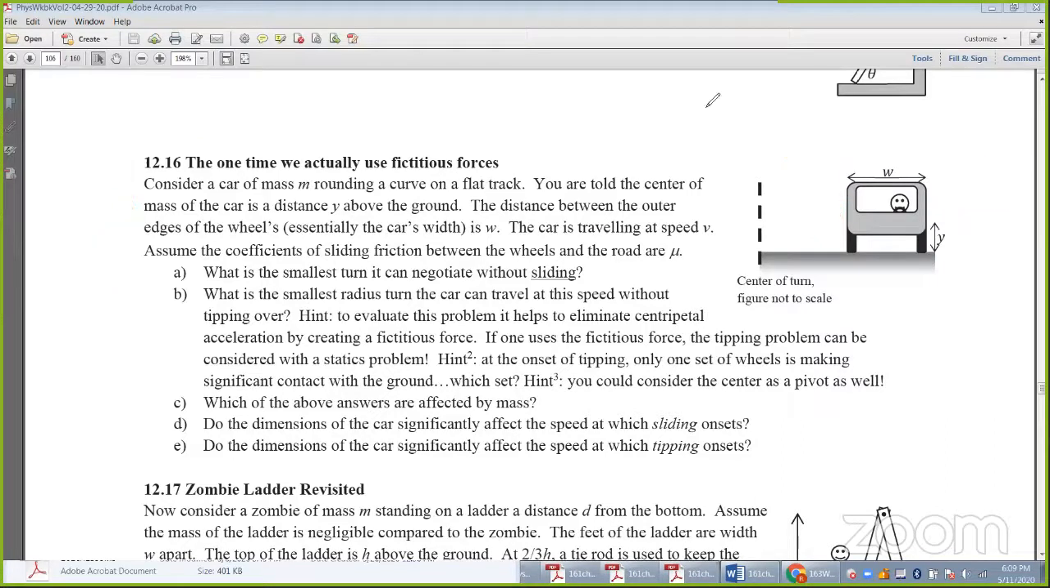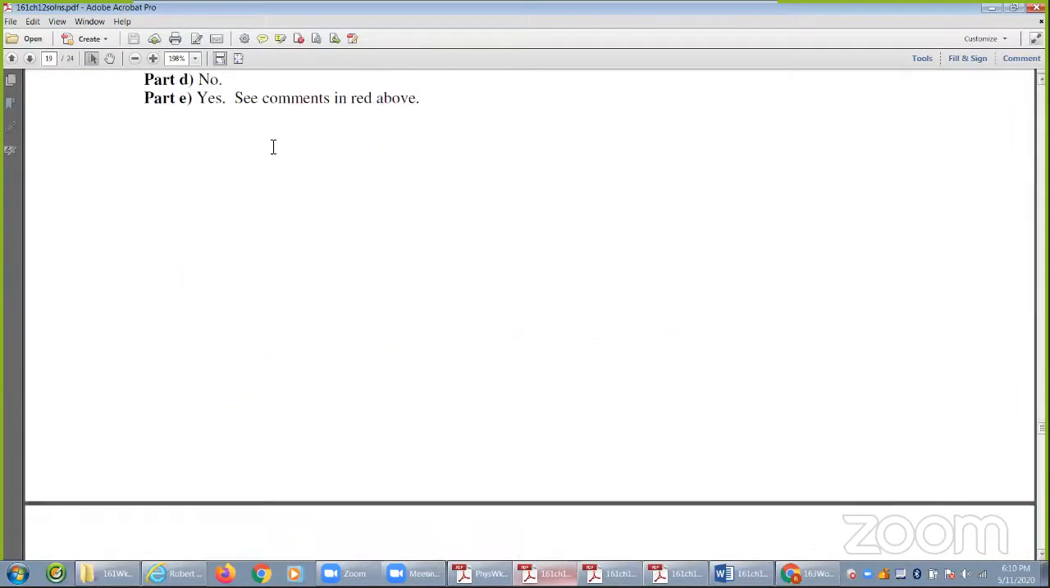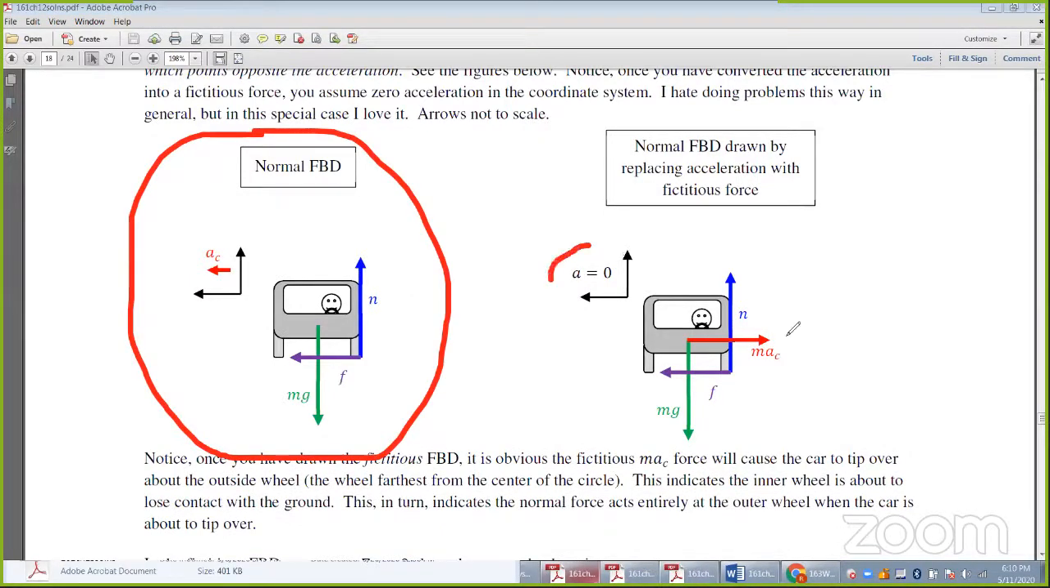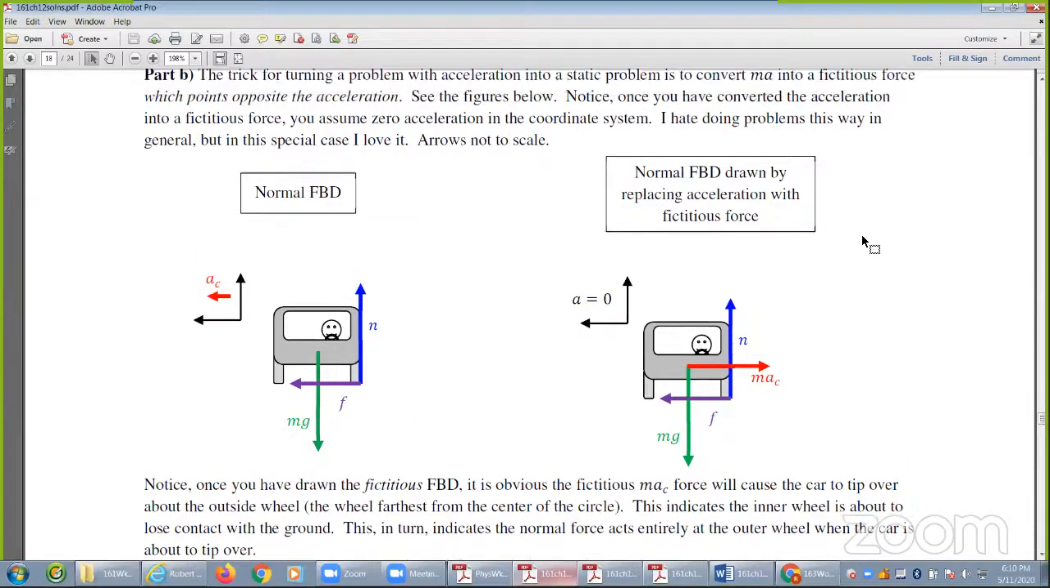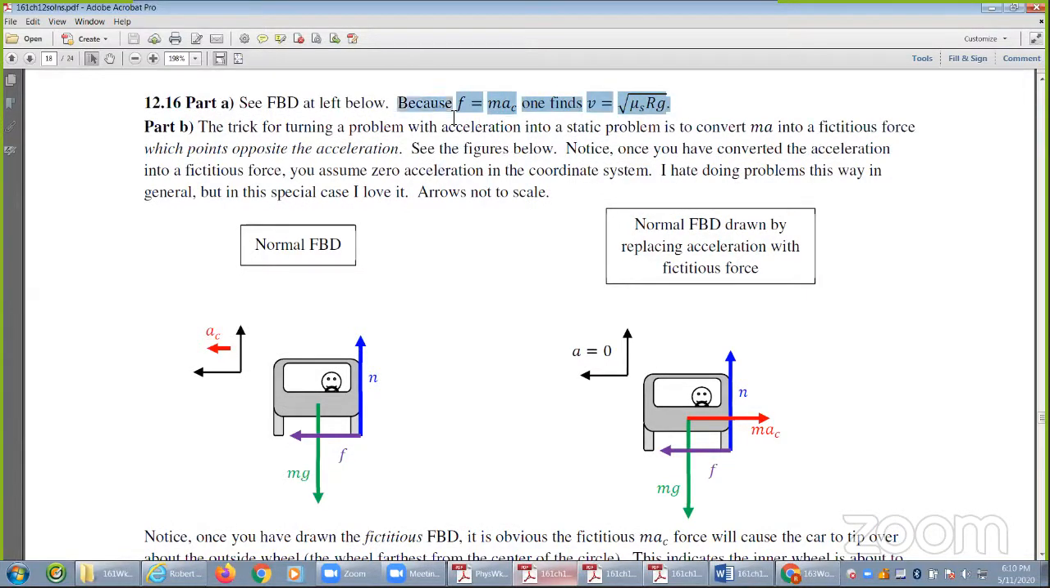So I'm going to go to the solution now and talk about this one. And so this is what the normal FBD looks like on this side. This is the normal FBD. And then what I did is I set a equal to 0 and put in this fictitious force. Notice the fictitious force acts at the center of mass. All right, and there's a lot in this problem to digest. That is what I tried to emphasize. And now, one of the things that's tricky here, part A is just standard chapter 6 methods. So that's a good review. If you don't get part A, go revisit that problem in chapter 6, right before the banked curve problems.